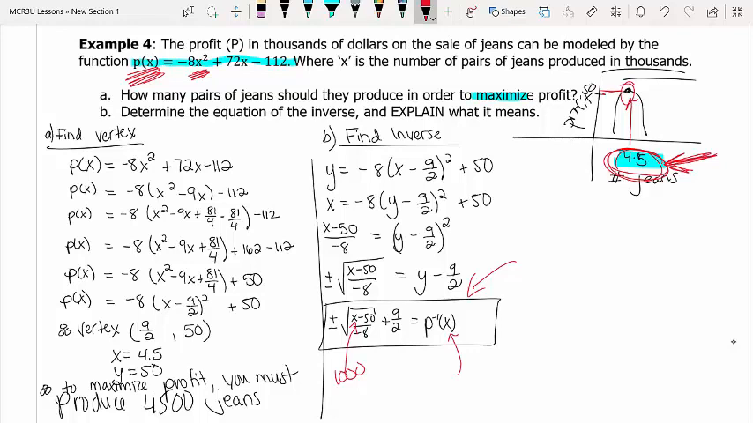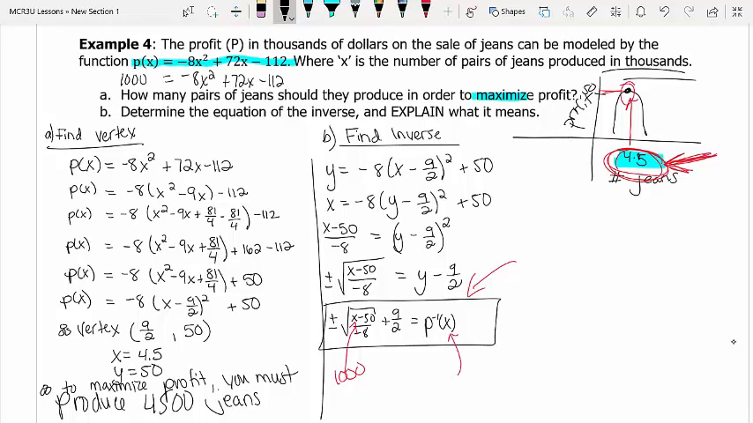Now some of you might be thinking, well, I can figure that same information out from p at x. I don't need my inverse function to figure that out, right? You would just plug in 1,000 for profit, and then solve for x to figure out how many jeans you need to sell to get that profit of $1,000. And that's fine, you can still do it that way.